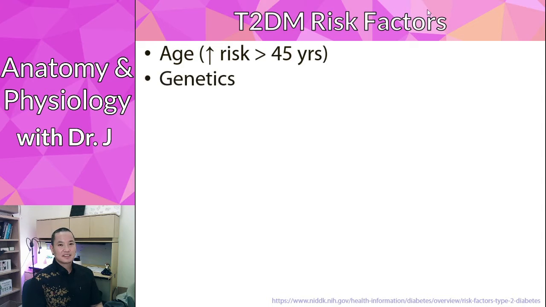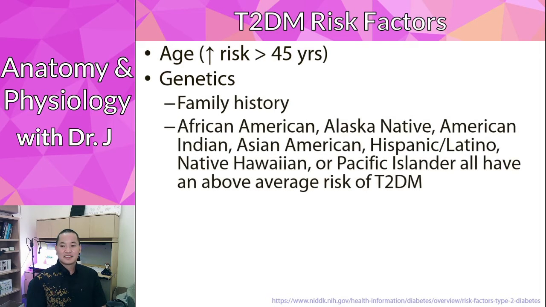And genetics. You most of you are probably too young to be screened for this, but often physicians will ask you, do you have a family history of type 2 diabetes mellitus? Another thing that can affect this is genetics. Depending on where your ancestry came from, some populations have genes that predispose them to a higher risk of type 2 diabetes.